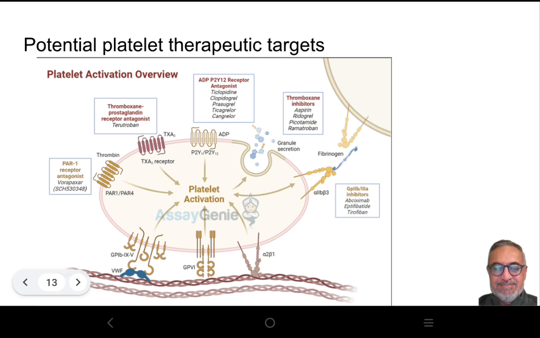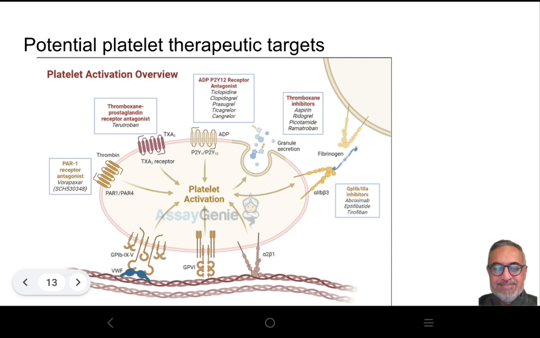Thromboxane prostaglandin receptor antagonist is not used. ADP P2Y12 receptor antagonists include ticlopidine, clopidogrel, prasugrel, ticagrelor, and cangrelor, and these are all in use. Thromboxane inhibitors include aspirin, and this is widely used.